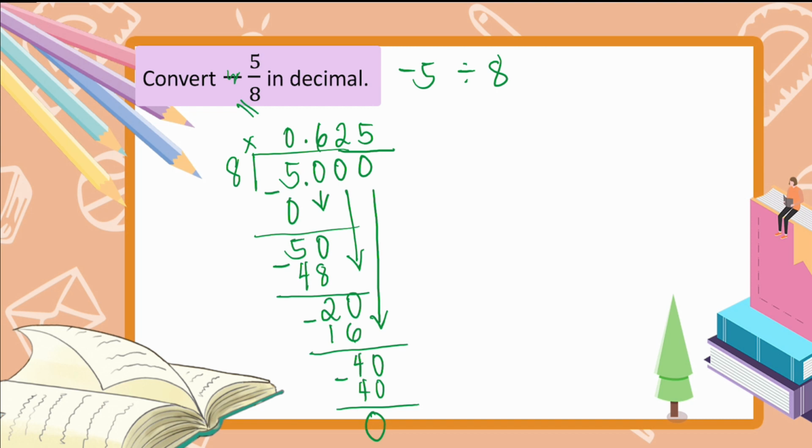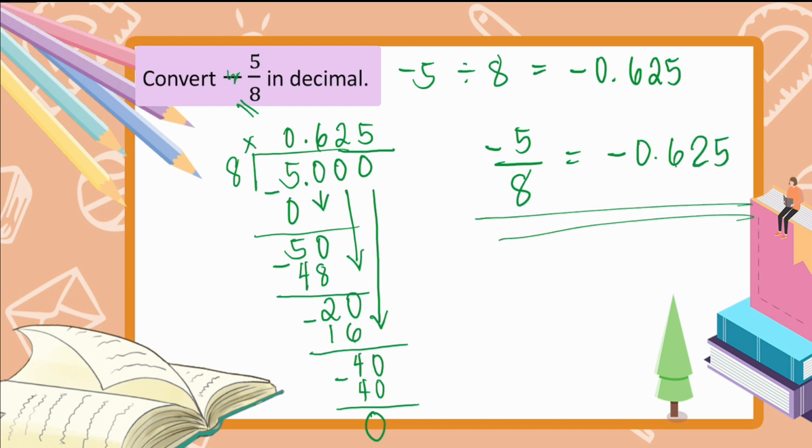Therefore, 5 divided by 8 is 0.625. Since our 5 is a negative number or negative integer, therefore, our quotient here is negative 0.625. Therefore, negative 5/8 is equal to negative 0.625. Okay, so that is our answer.